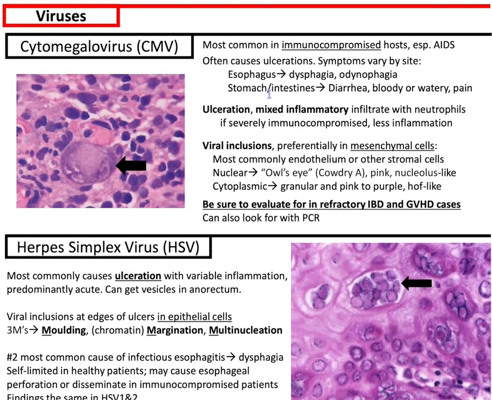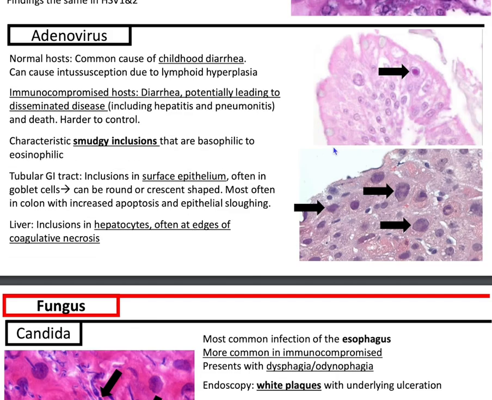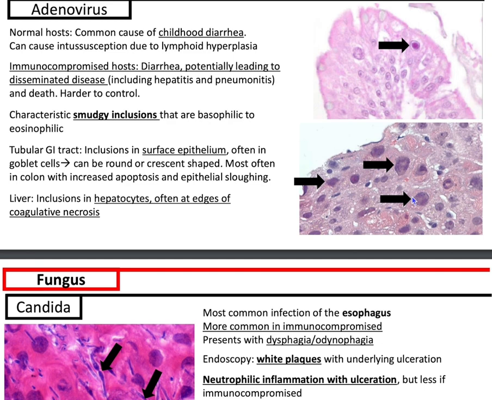Viruses: look in the stromal cells for CMV. They can have nuclear inclusions and cytoplasmic inclusions. And be sure to evaluate for refractory IBD and graft-versus-host disease cases. HSV, look in the epithelium for molding, margination, and multinucleation. Adenovirus, for healthy hosts, just childhood diarrhea in kids, and immunocompromised host diarrhea, potentially leading to disseminated disease. You'll see these characteristic smudgy inclusions that are basophilic to eosinophilic. It can be in the tubular GI tract, in the surface epithelium, often in goblet cells, also in liver, as well as lung.